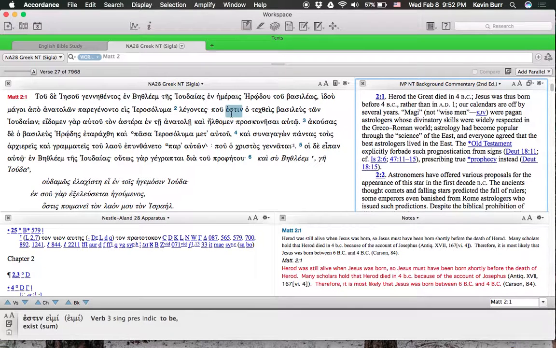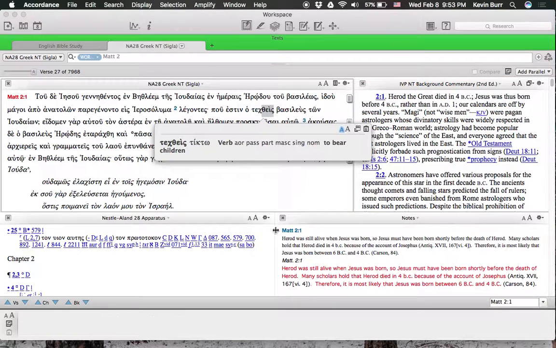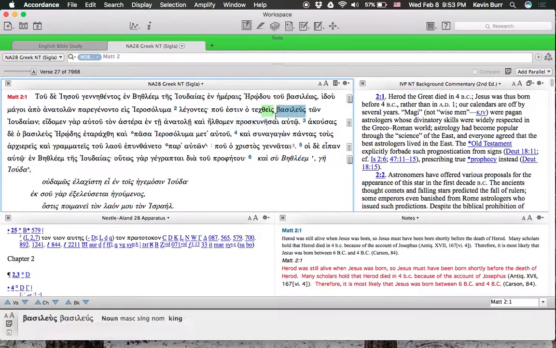Pou estin, where is? So pou is an interrogative particle, not participle, but particle, an interrogative word that you learned in chapter 13. Pou estin ho techtheis. Techtheis, you recognize, even if you don't recognize this verb, this stem here, you do recognize that this is an aorist passive participle, masculine singular nominative, based on the green section here, that theis ending. Techtheis comes from this verb. You can see down here in the bottom left corner, tikto, not tic-tac-toe, but tikto, which is a verb to bear children, to give birth. Similar kind of word, a synonym really in some ways to gennao. So where is the one having been born, or the one born, king of the Jews?